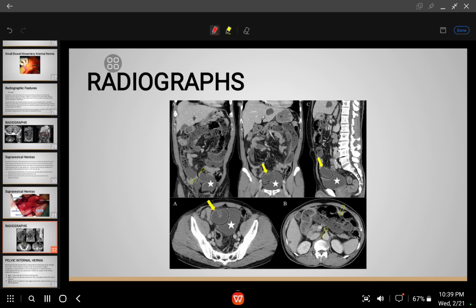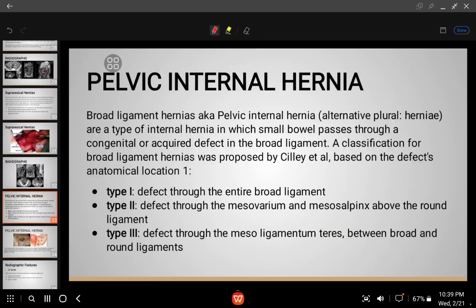So next radiographic feature you can see, and so next pelvic internal hernia. It is the broad ligament hernia, which is a type of internal hernia in which small bowel passes through a congenital or acquired defect in the broad ligament, and the classification of the broad ligament hernia proposed by Seeley et al. is based on the defect's anatomical location.